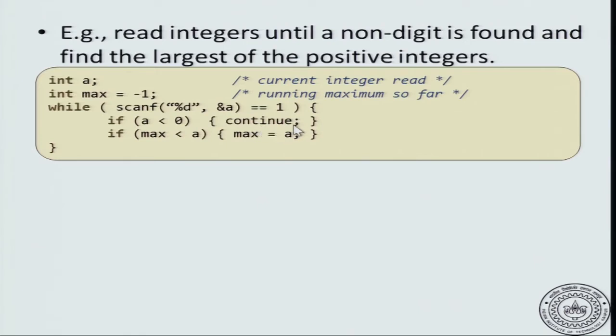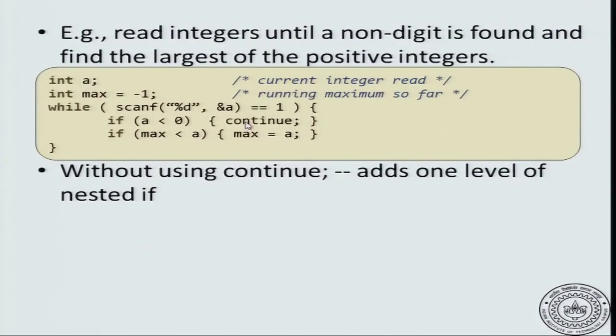So if the currently read number is non-negative, you check whether the current maximum is less than the new number. If it is less than the new number, you reset the maximum to the new number. So this is the code that we have written, similar to other codes that we have seen. You update the maximum number, and go and read the next number. If the currently read number is negative, then we will say continue, so we will not update the maximum. This is what the continue is supposed to be doing.